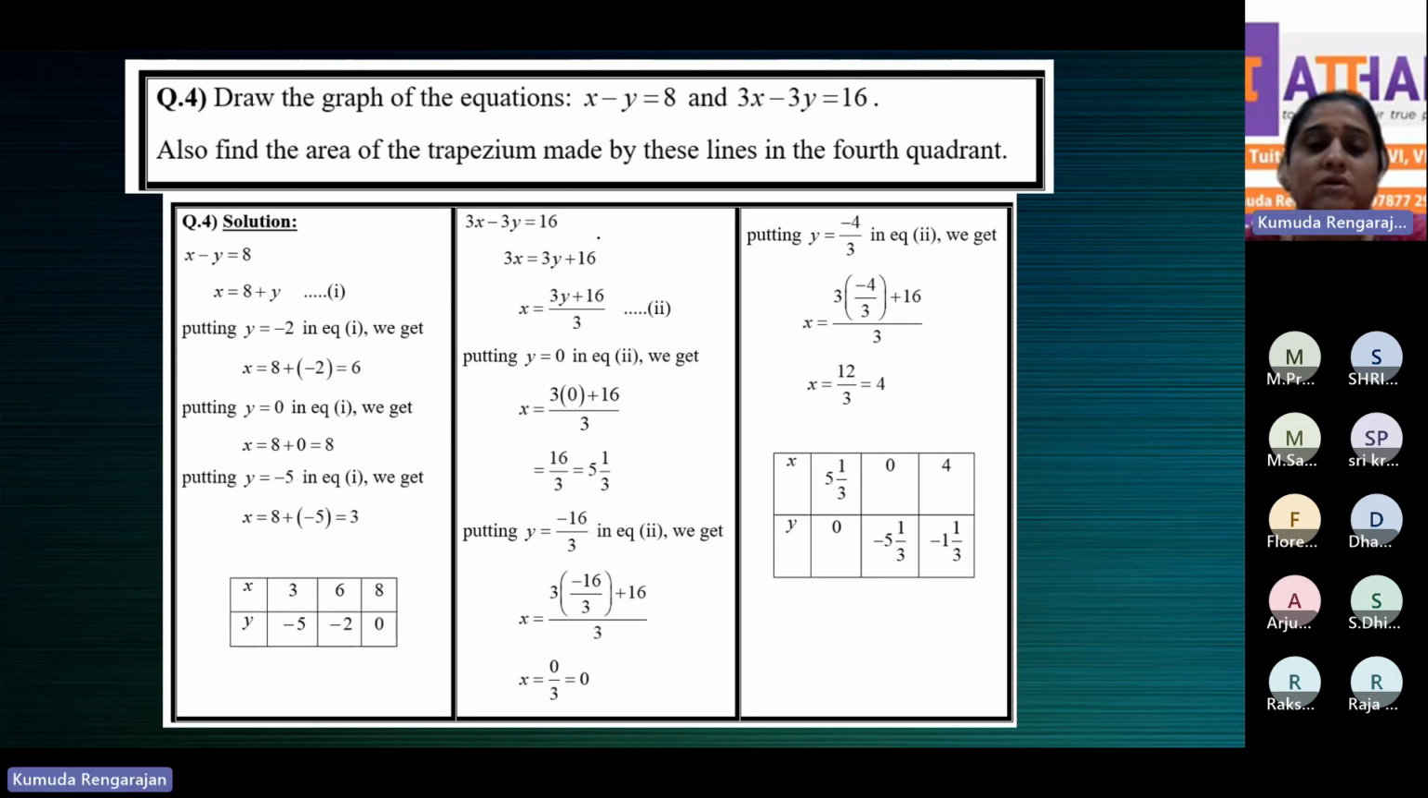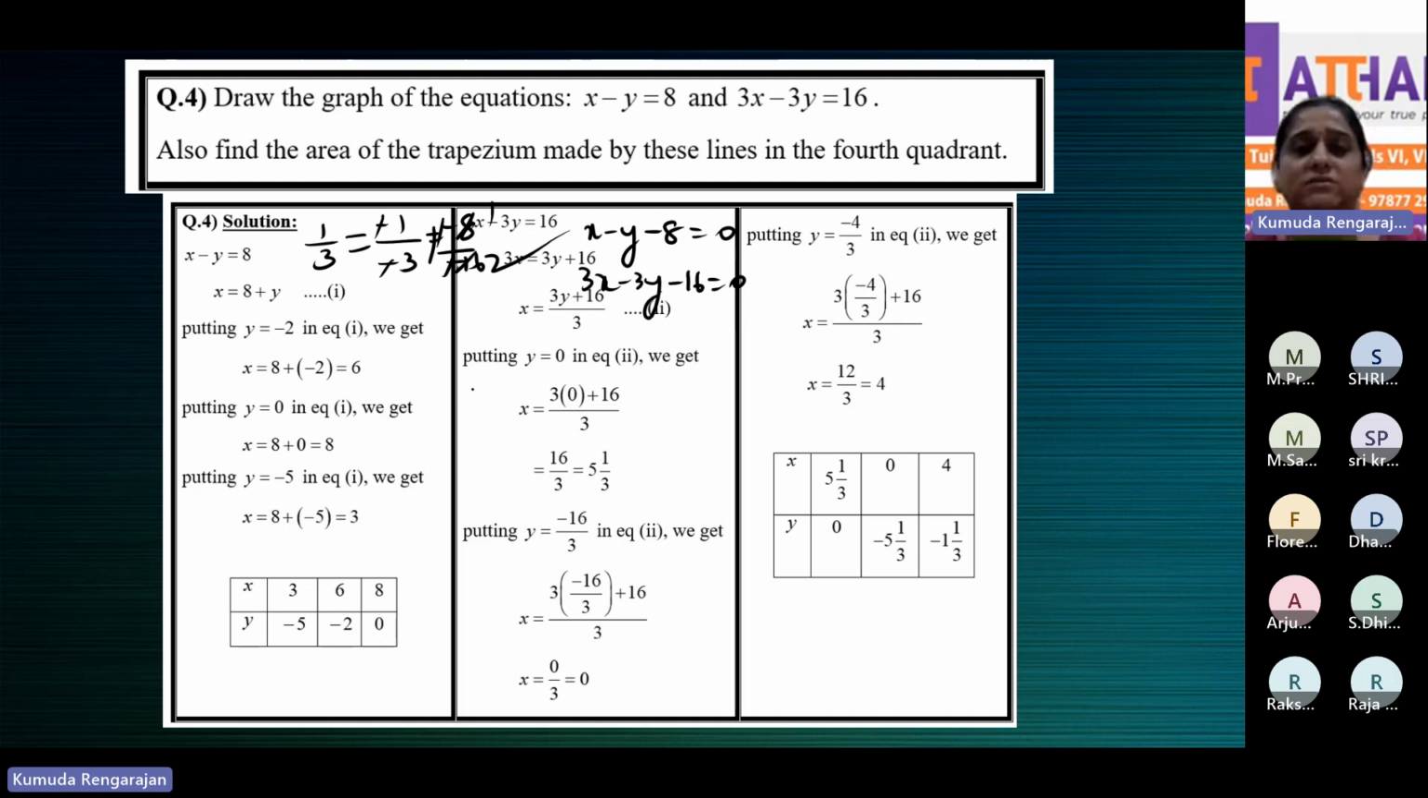Children, to do the ratio comparison, you must have all on one side, like this is equal to 0. 3x minus 3y minus 16 is equal to 0. All on one side you must have. So A1 by A2, 1 by 3, B1 by B2, minus 1 by minus 3, C1 by C2, minus 8 by minus 16. So clearly 1 by 3 is equal to 1 by 3, is not equal to 1 by 2. So the lines are parallel.